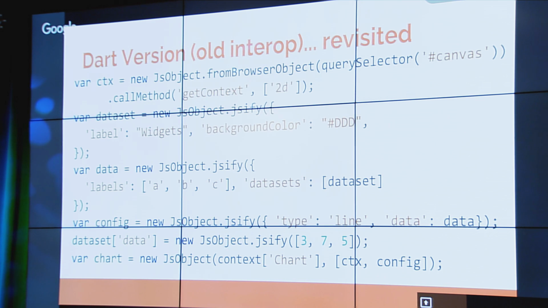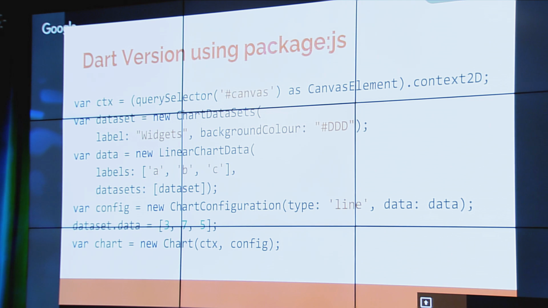So let's look back at that old example from Dart::JS. So here's what it looks like now. So in this version, it's pretty easy to read. Everything's statically typed. If you wanted to know what other options the chart dataset object takes, just right-click in your IDE and jump to the definition.